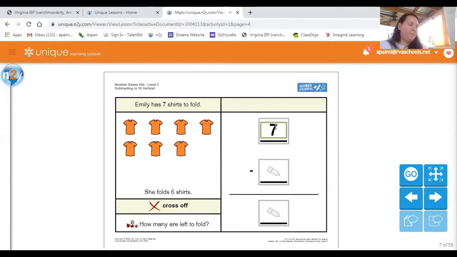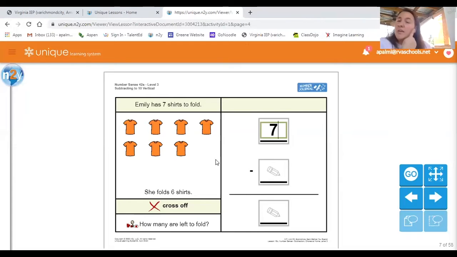Are we ready? 1, 2, 3, 4, 5, 6, and 7. Okay, so I have my 7 blocks all together in one stack. Okay, so now it says she folds 6 shirts.